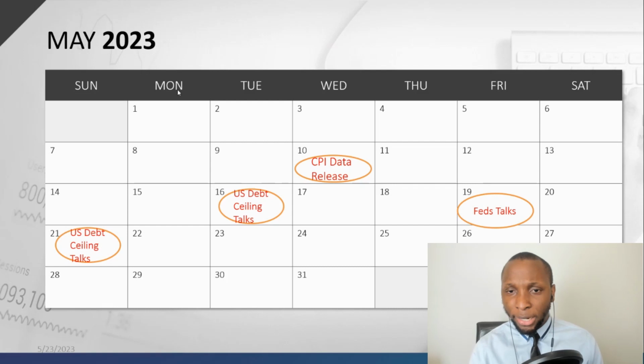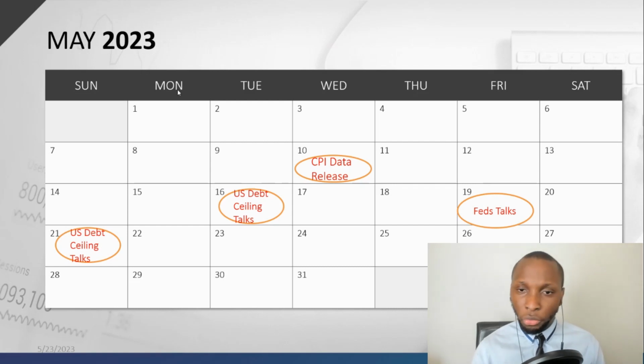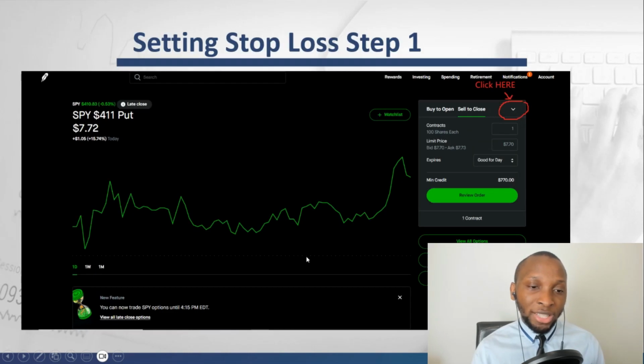So this is my calendar, and I'm just sharing with you how yours may look, right? There are a couple of events, and I added, as you can see, that's not the correct spot. It should be on Tuesday, May 23rd. There will be US debt ceiling talks continuation. So you should add that as well.